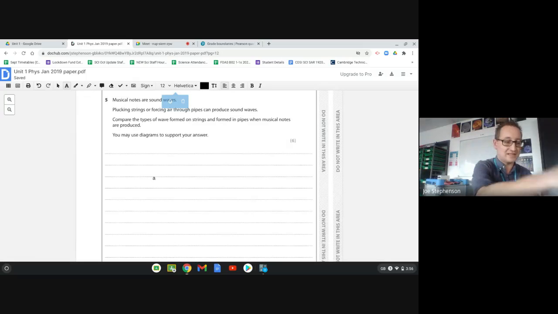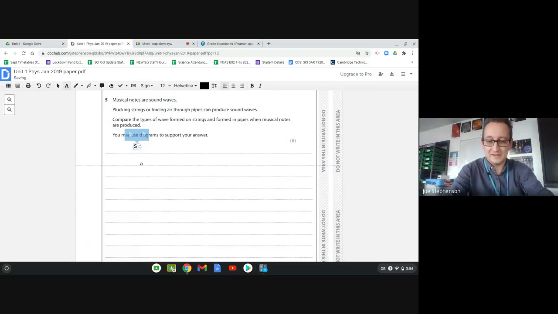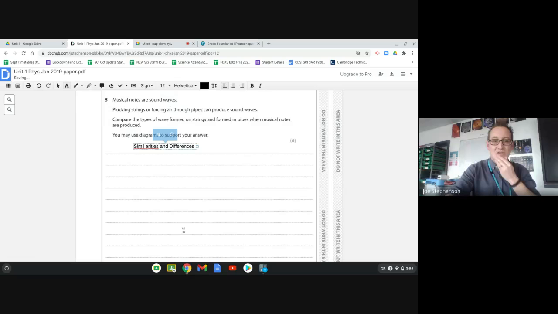And then we come to this last question. It doesn't take us too long to work through this, but you might find that sometimes you take longer to work through some answers. So the first thing to note here is it asks you to compare the waves. If it's asking you to compare, what you should do is similarities and differences. That's the first thing you need to do here. So do think about it like that.